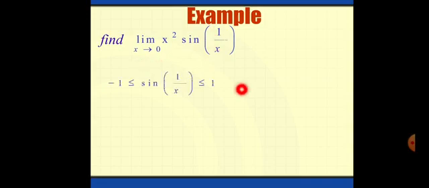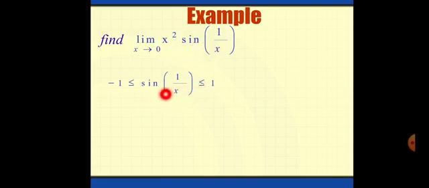To solve this problem, you have to know that the sine function, sine 1 over x, lies from negative 1 to 1. The minimum value for the sine function is negative 1, and the maximum value is 1. But we wanted to find the limit of x squared times sine 1 over x.